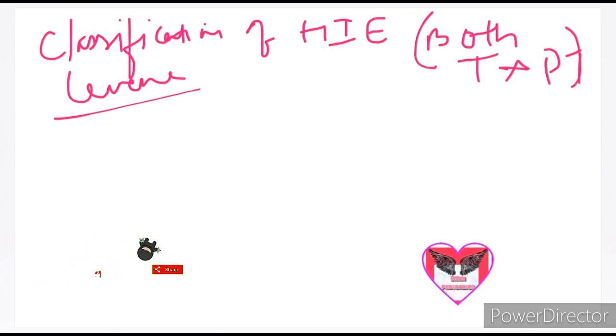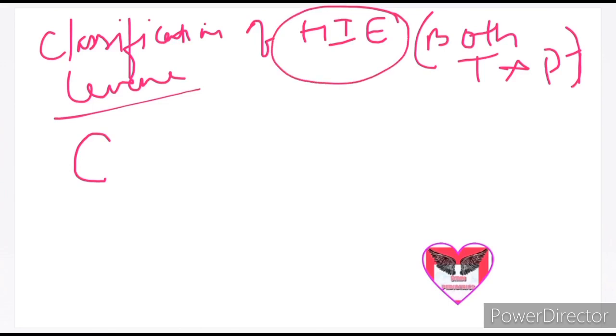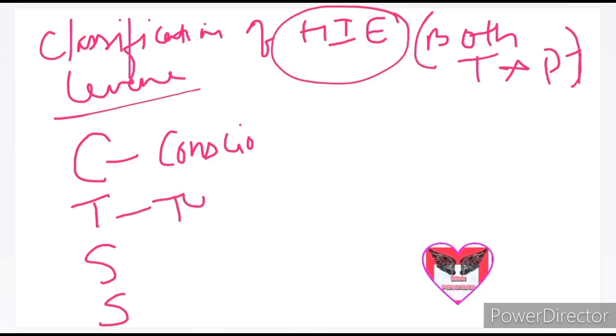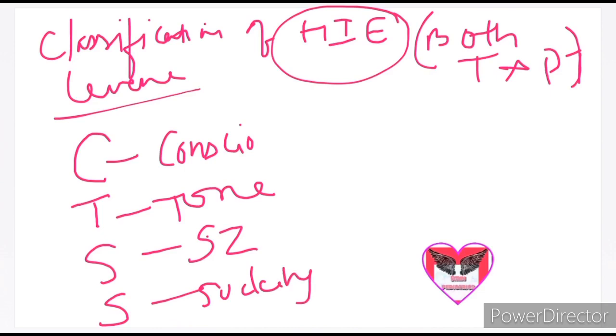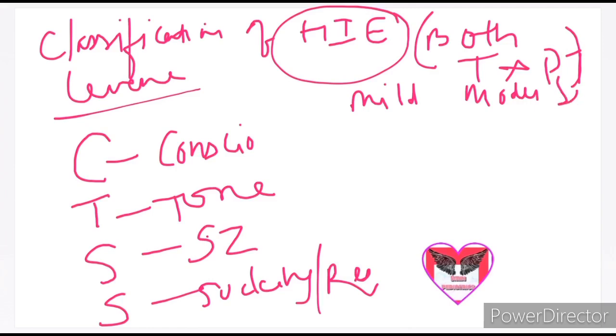The mnemonic for this is: if the child is having HI, we assess CTS. C for consciousness, T for tone, S for seizure, and S for sucking or respiration. Here similarly we classify it into mild, moderate, and severe.